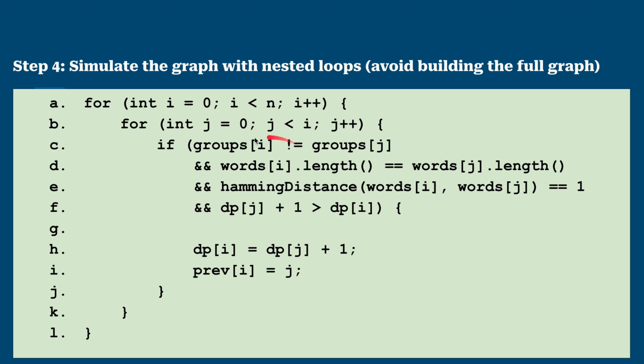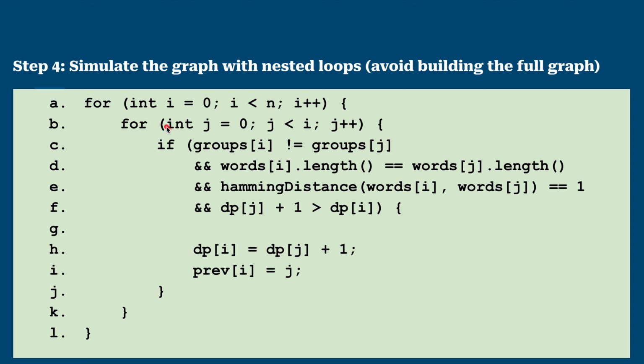We have to check that the groups at I should not be equal to this, the word length at I should be equal to the word at j, and the Hamming distance between these two words should be equal to 1, and dp at j plus 1 should be greater than dp at I. If this condition holds, update dp at I from dp at j plus 1, and you store the previous index. So we are comparing word I with all the indices of j.